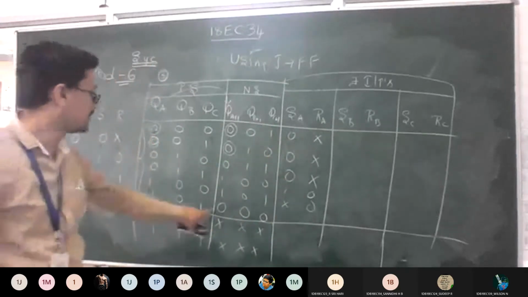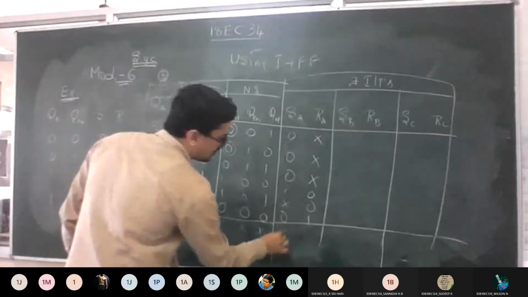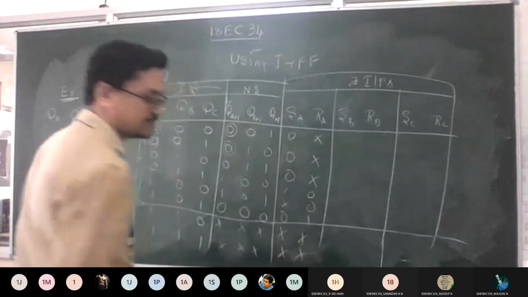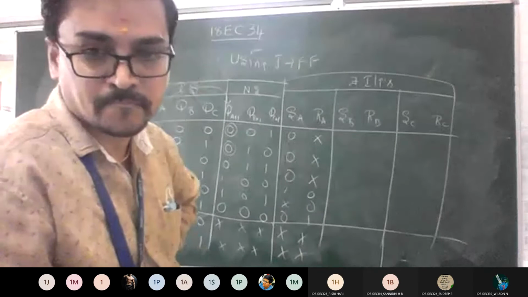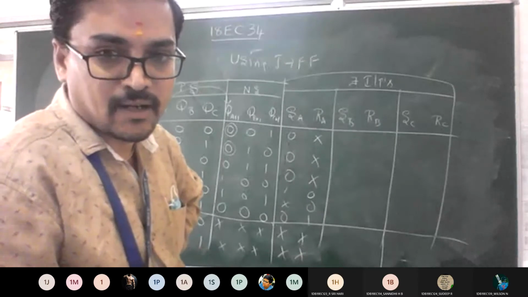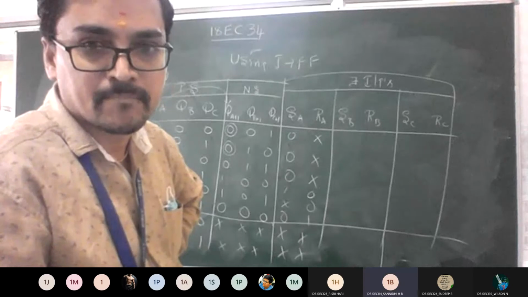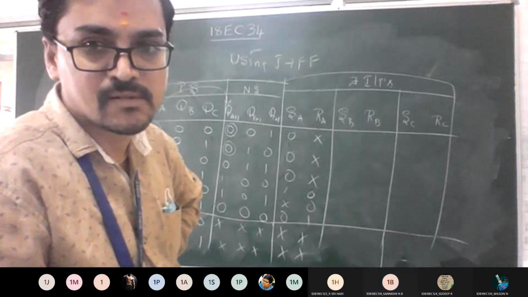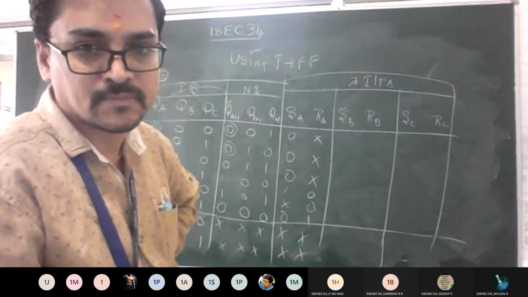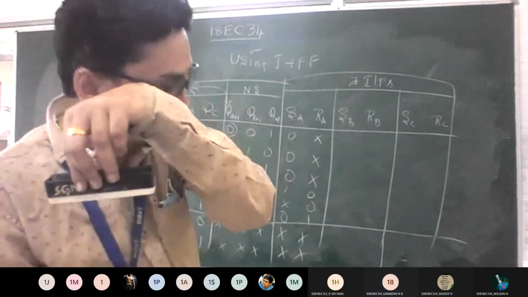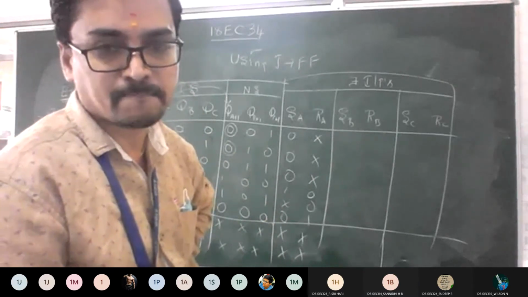What about the last one? Again 1 0. 1 0 is 0 1. So the last two conditions, whatever they are, it's just a don't care condition. So any doubts? Anyone filling with this? First one. Everyone understood? Is it fine? So same way you fill the remaining part.